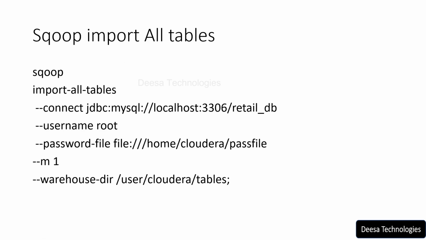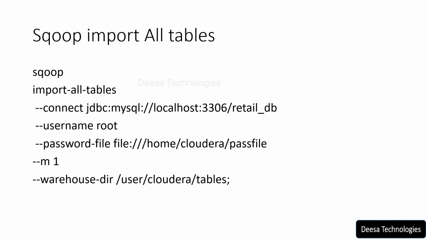In all our previous examples, we imported just one table. Whether we imported it as a whole or imported a portion of the table, the bottom line is we imported only one table. If you want to import more than one table, or all the tables at once, you can use the concept of import-all-tables. Sqoop provides a feature where you can import all the tables at once. This is the command for importing all the tables.